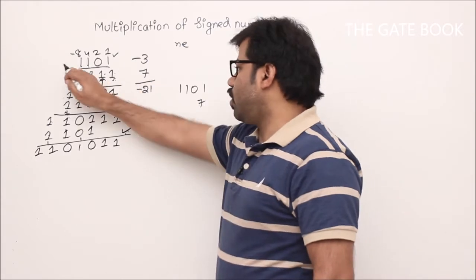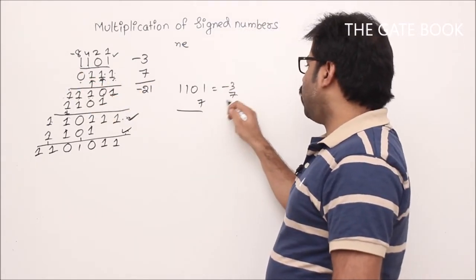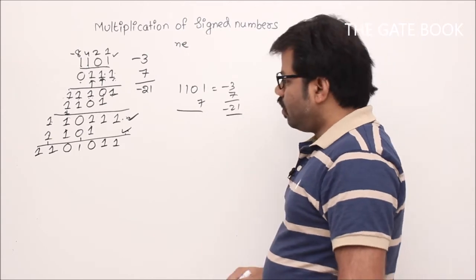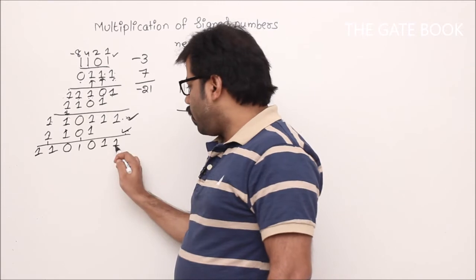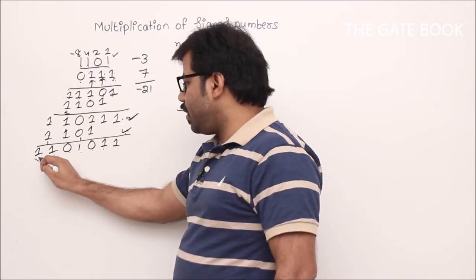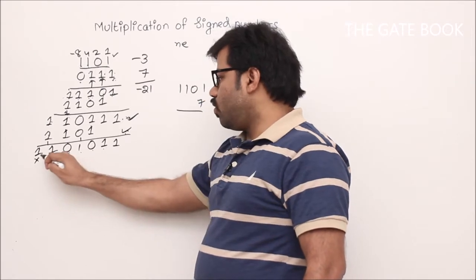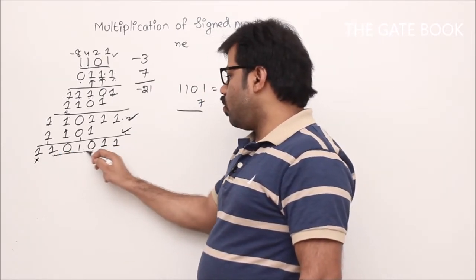Overall it's a positive number. What is the weightage up to here? 7. So minus 3 into 7 is supposed to be minus 21, right? Is it minus 21 or not? We will check. So 2 power 0, 2 power 1, 2 square, 2 cube, 2 power 4, 2 power 5. According to sign extension, this bit is not required, correct? So 110101 is equivalent to 10101.